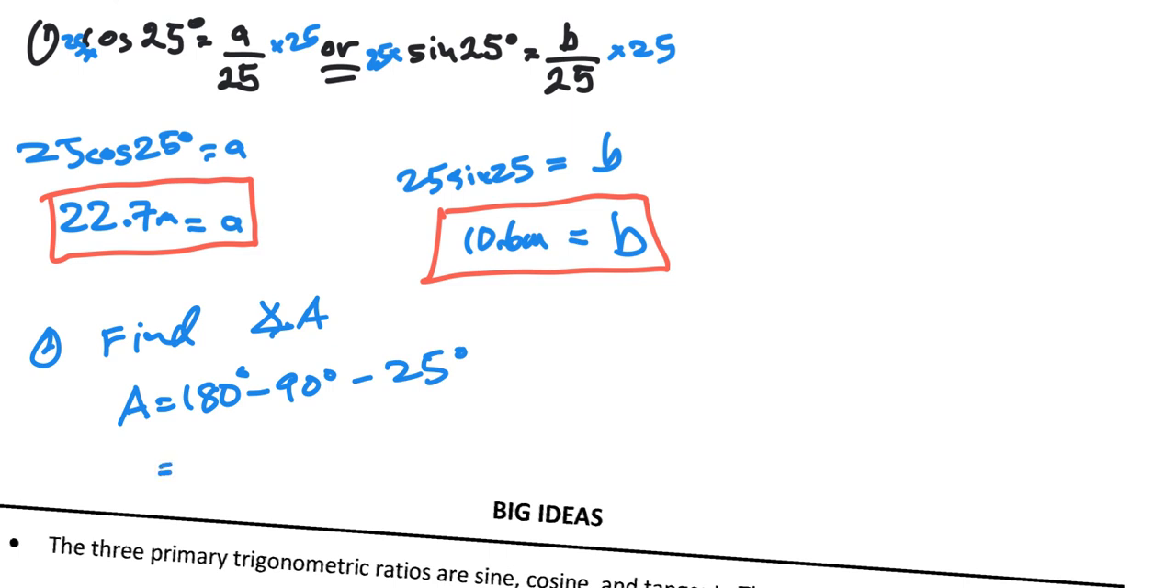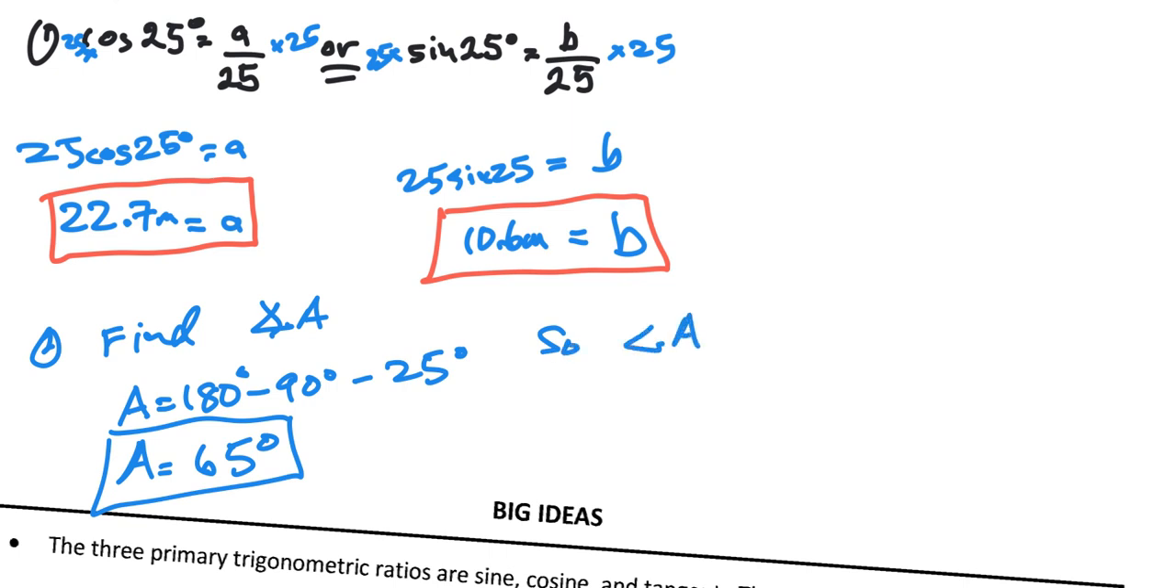And that is going to give you 65 degrees. So angle A is 65. So we have all three things. So we would say angle A equals 65, angle B equals 25, angle C equals 90 degrees.